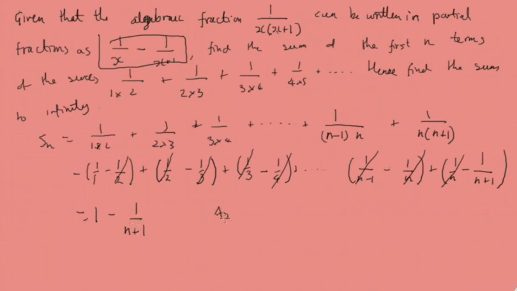Now as n tends to infinity, the sum Sn is going to tend towards, well, this part here, 1 over n plus 1, will tend towards 0. Because n gets really big, this will become really small. So the sum will go to 1 at infinity.